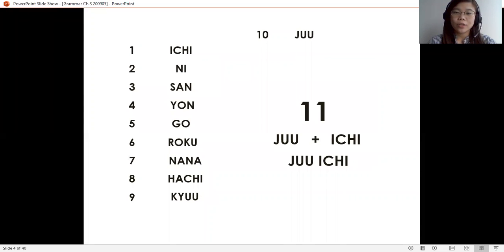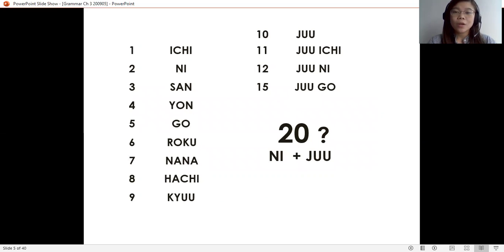So let's try to look at the example. For example, you wanted to count 11. So 11 is basically 10 plus 1. So again, we will use our affix for 10, ju, plus 1, ichi, so that becomes ju ichi. So 11 is ju ichi. Okay. So we have some other examples here. For example, we have 12. So 12 is 10 plus 2. So ju plus ni, ju ni. And then another one, we have 15, which is 10 plus 5. So that's ju plus go, ju go.